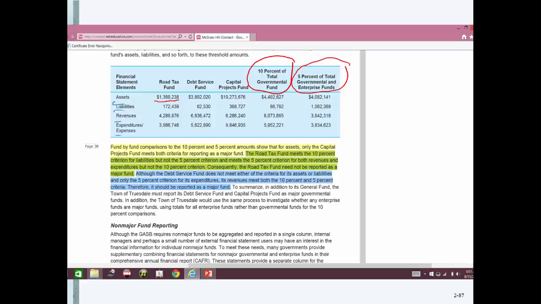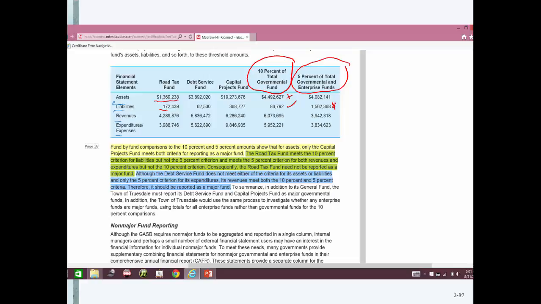Does the road fund meet the 10% size test? The threshold is $1 million. It's at $1 million. Doesn't meet it. We're done. It is not a major fund based on the assets, right? But we don't stop at assets. Now we have to go to liabilities. Does it meet the 10% test for liabilities? Yes, it does. The threshold is $86,000 and it has liabilities of $172,000, right? Does it meet the 5% test? It does not meet the 5% test, so it is not a major fund. Got to meet both of them, don't they? But we don't stop there.